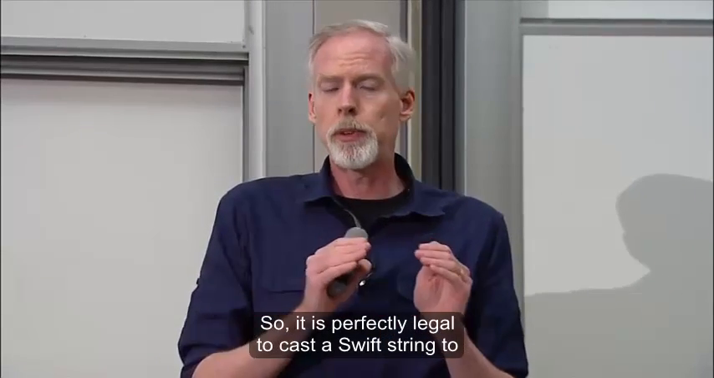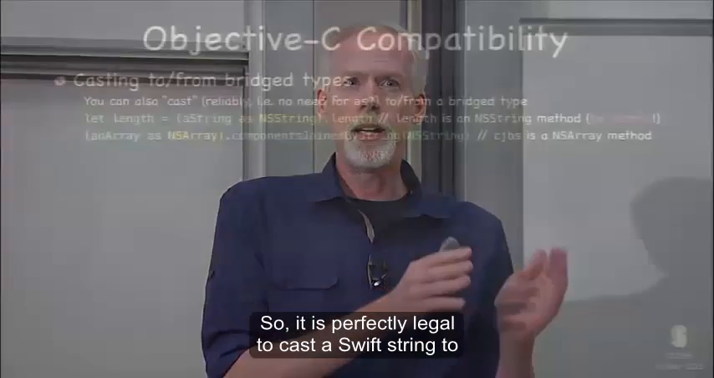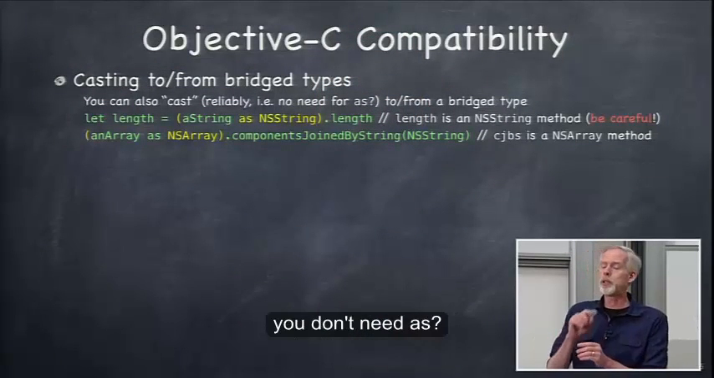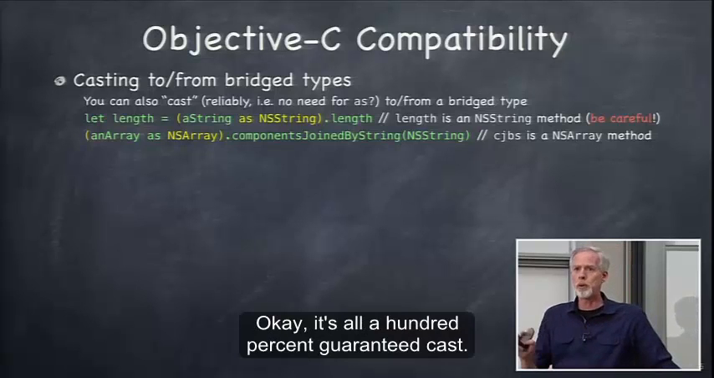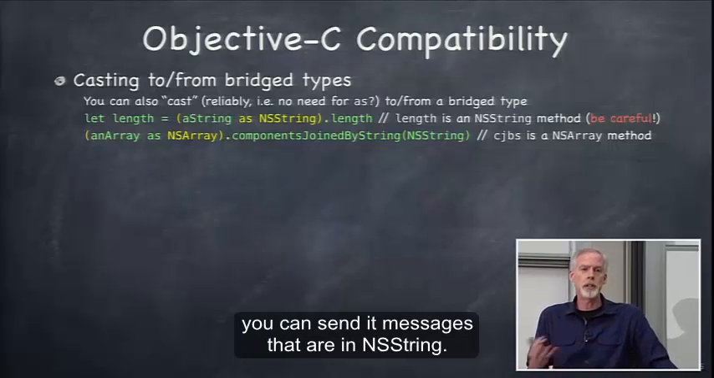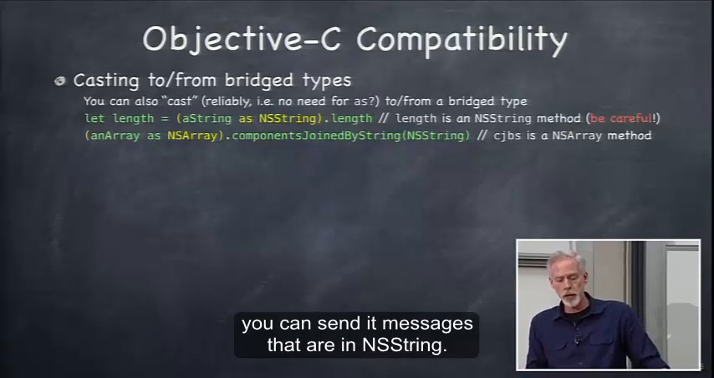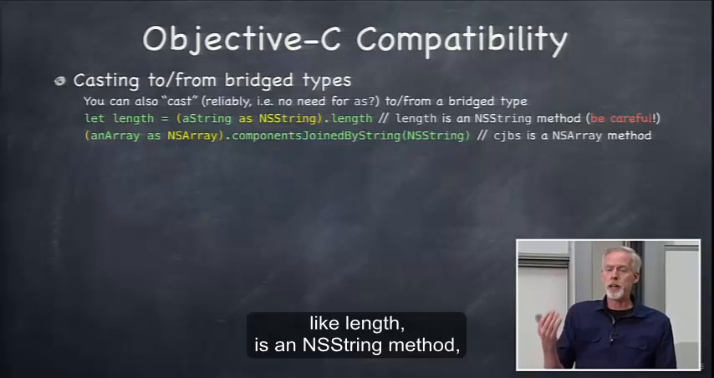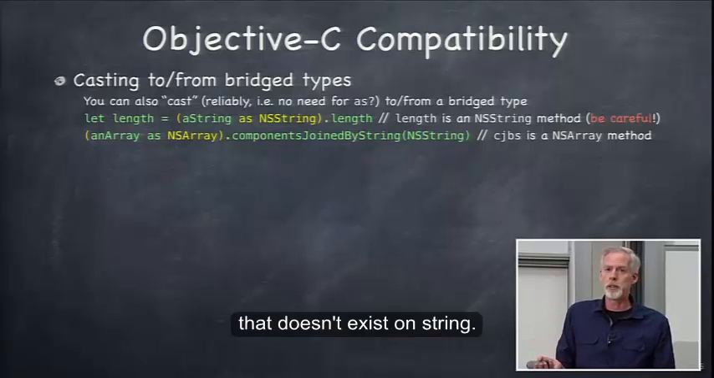Okay, so it is perfectly legal to cast a Swift String to an NSString, and it will always work, so you don't need as?. It's 100% guaranteed cast. And then once you do that, you have an NSString instead of a String, and so you can send it messages that are in NSString. Although you want to be careful with some of them, like length is an NSString method. That doesn't exist on String.